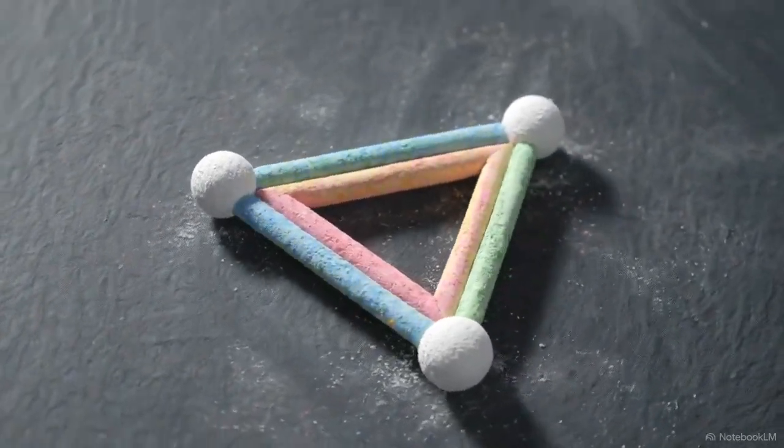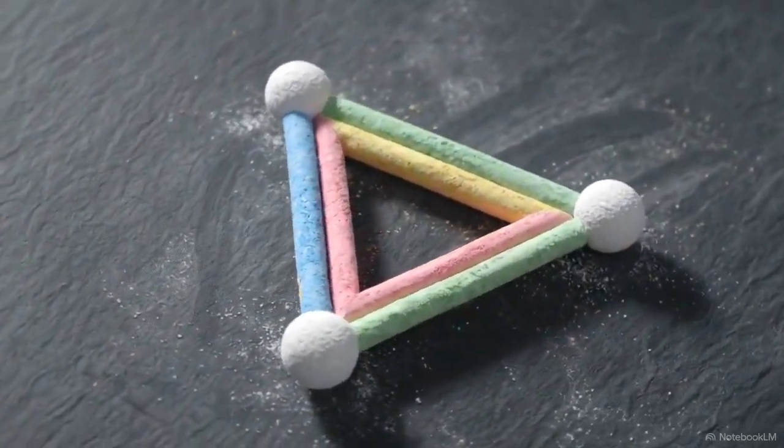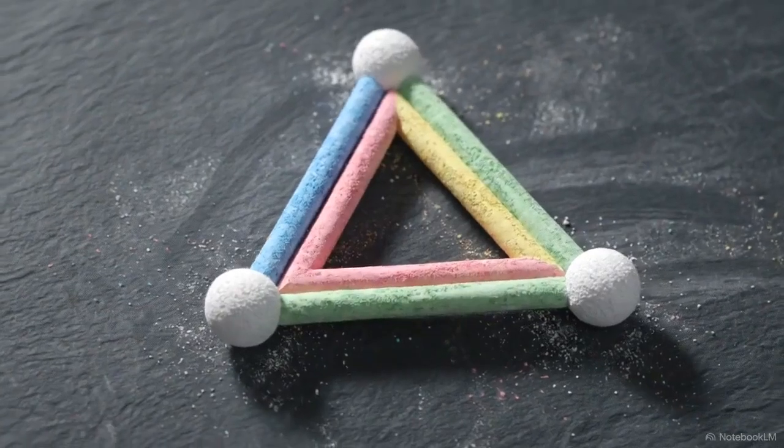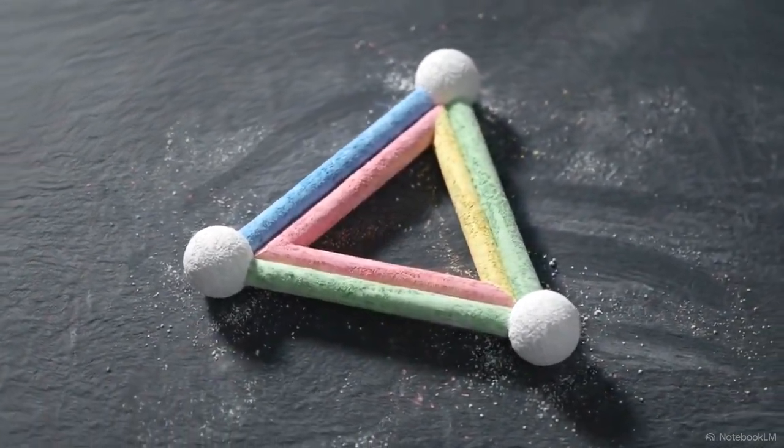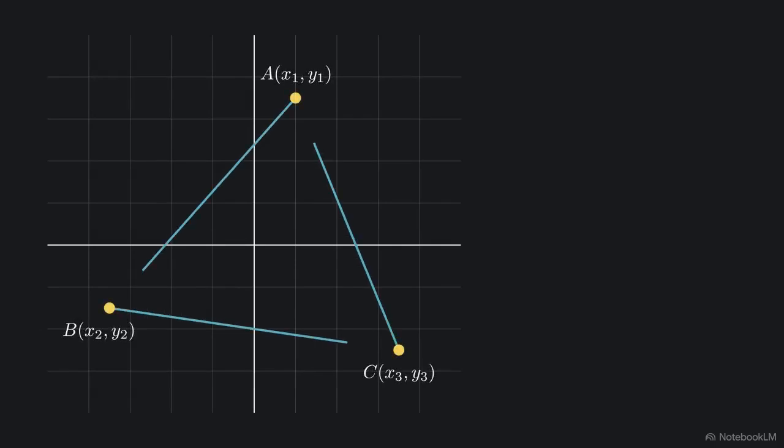Imagine 3 points suspended in space, positioned so they don't form a single straight line. Connect them, and you have a triangle. When we move that shape onto a Cartesian plane, those 3 points become defined vertices, A, B, and C, anchored in a two-dimensional coordinate system.